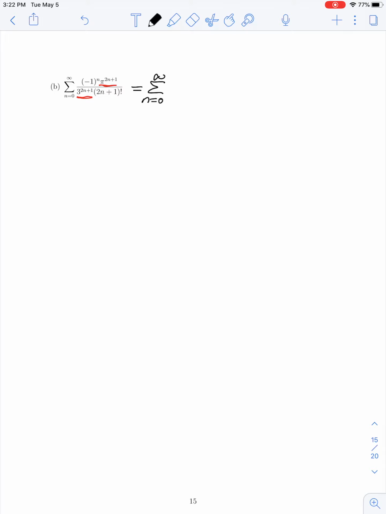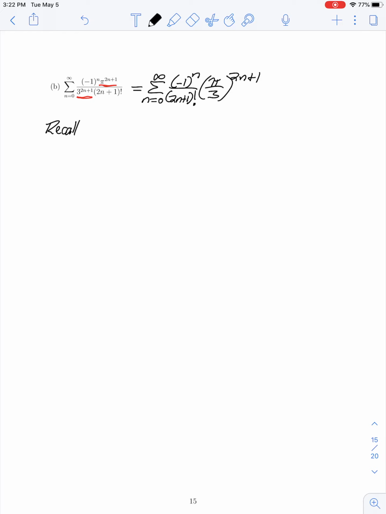Making use of properties of exponentials, I can rewrite that as pi divided by 3 and then raise that quantity to the 2n plus 1 power. And then the terms that I'm left with were negative 1 to the n divided by 2n plus 1 factorial. So we see that this looks somewhat similar to the Maclaurin series for the sine function.